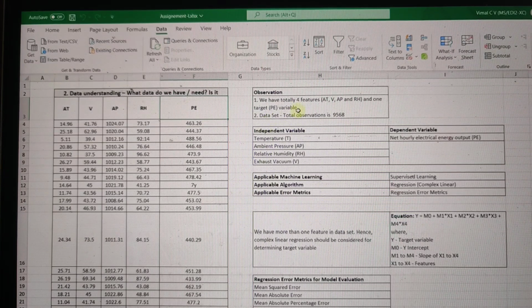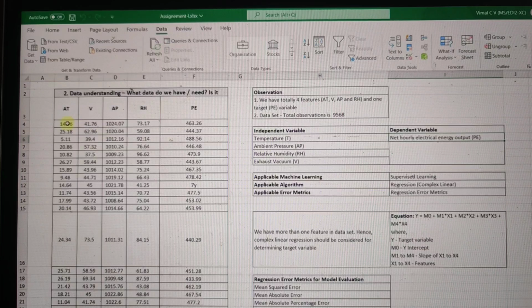In the data set we had a total of 9,568 readings, and from the data we could see these four are the independent variables, and this is the dependent variable. The applicable machine learning we need to use is supervised learning, because we have data which is already labeled, and the applicable algorithm is regression, because all the x and y variables are linear in nature, and also continuous in nature.